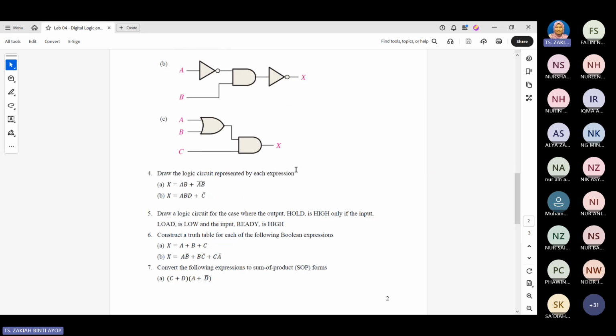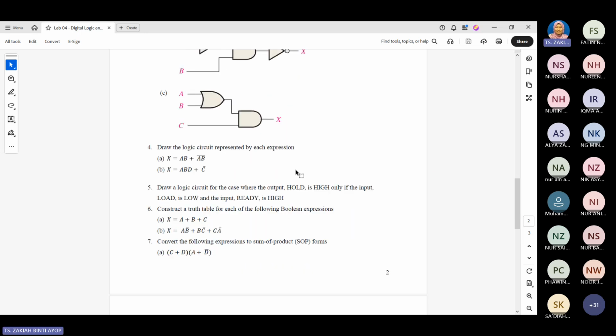Next, Question 4. Draw the logic circuit represented by each expression. This one should be easier for you, especially for B. It's saying ABD plus C bar, so you know what kind of gates can represent this.